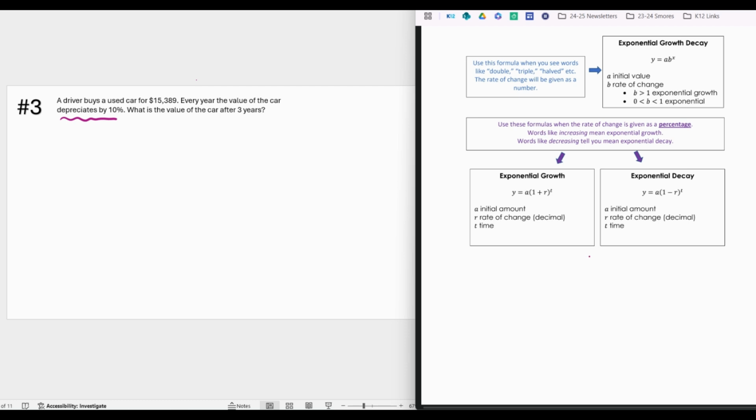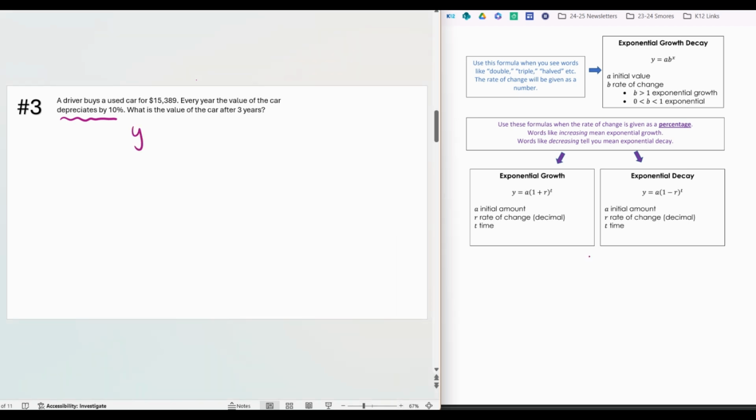So we're going to use the exponential decay formula, which is y equals a times 1 minus r to the t. So remember, the value of a is the starting value. So we have 15,389. And then r is the percent, right? So that 10%, we're going to go ahead and convert it to a decimal by moving it to the left 2 places. So that's 0.10. t is the value of time. So here it tells us 3 years.